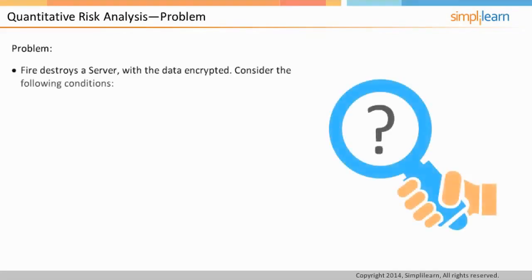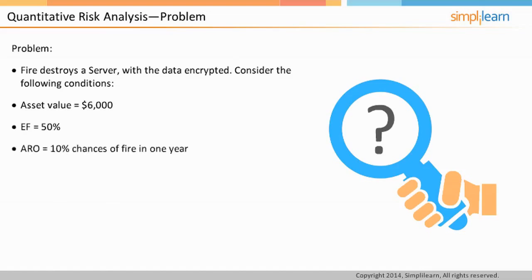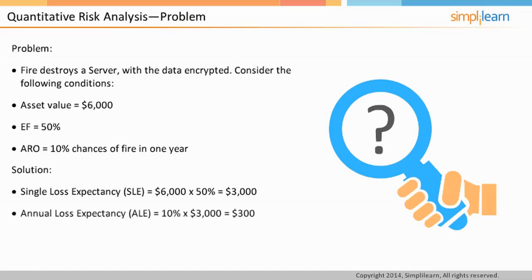Let us consider an example of fire destroying a server with the data encrypted and asset value of $6,000. The exposure factor is 50% and the chances of fire in 1 year is 10%, which is the annualized rate of occurrence. Using the given conditions, first, let us calculate the single loss expectancy. SLE equals $6,000 multiplied by 50%, which is $3,000. Now, let us calculate the annual loss expectancy. ALE equals 10% multiplied by $3,000, which is $300.